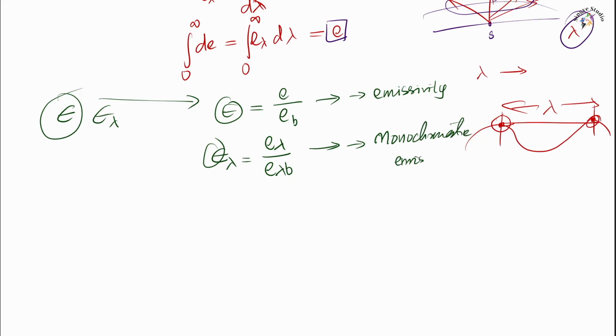okay. Or when you confine the wavelength to a certain range, then you are looking at a certain spectrum, right? Therefore you can also call this the spectral emissivity.